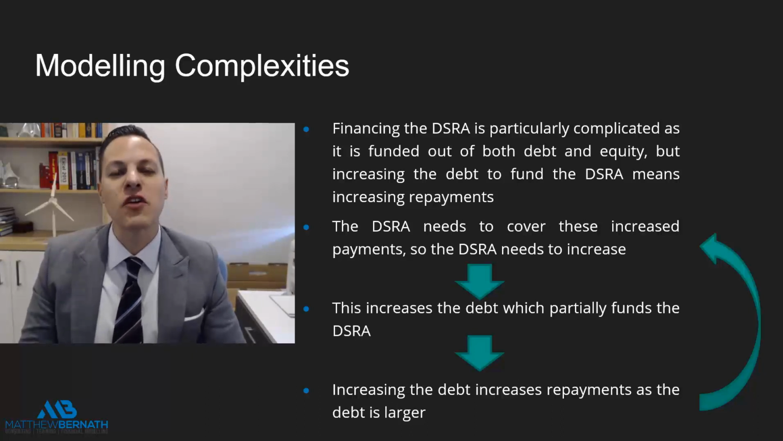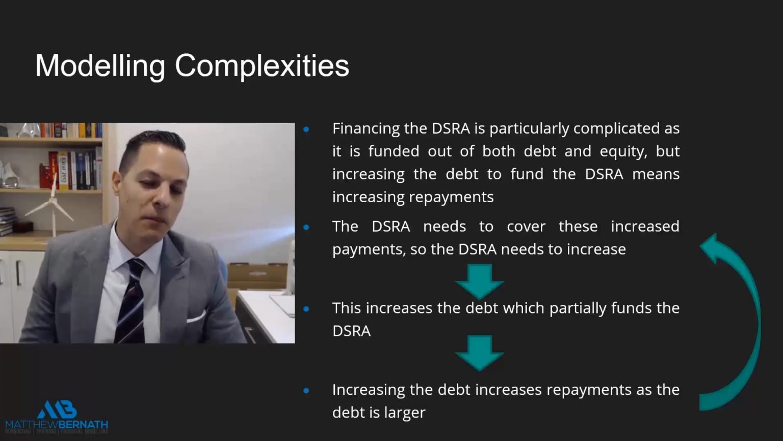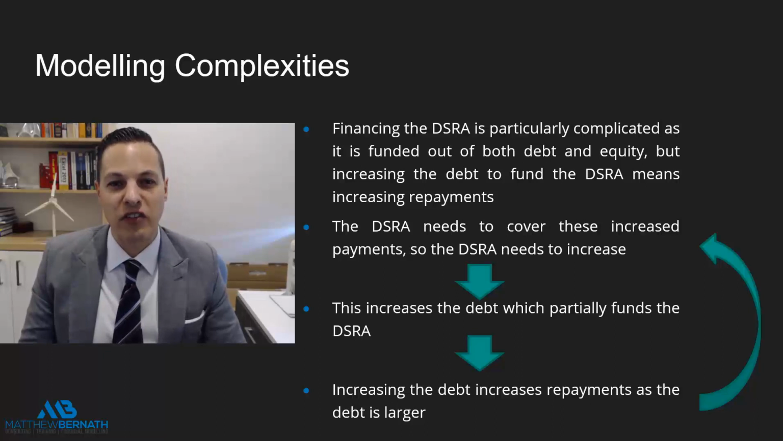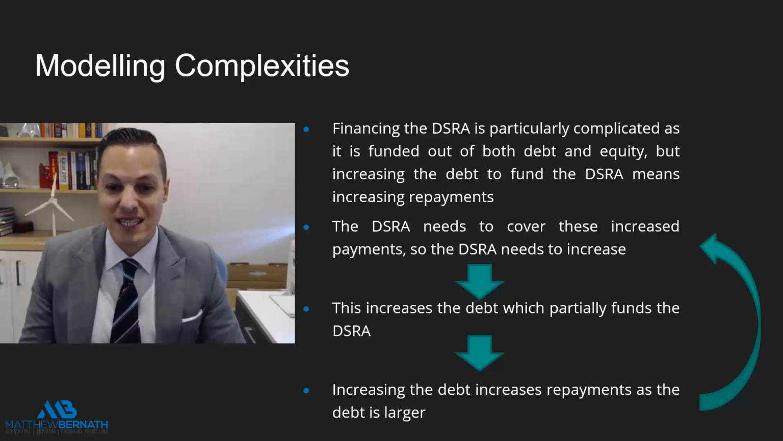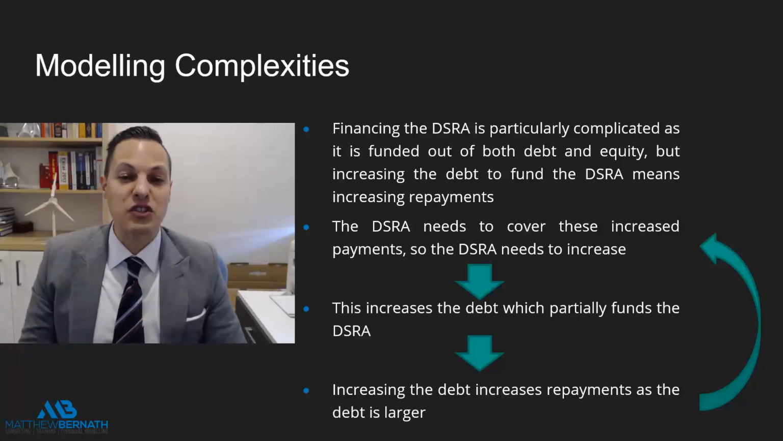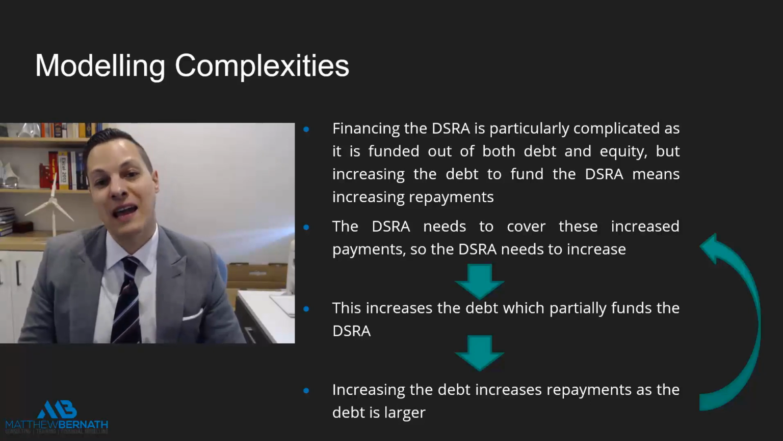So, the DSRA is funded out of both debt and equity. But as we've just seen in our example, we draw down on debt to fund the DSRA, which actually increases debt. So the DSRA now needs to fund increased repayments, because if we increase our debt, our repayments will be higher, because both our interest and our principal will be higher to repay the higher debt amount. That means the DSRA needs to be higher to fund these increased repayments.